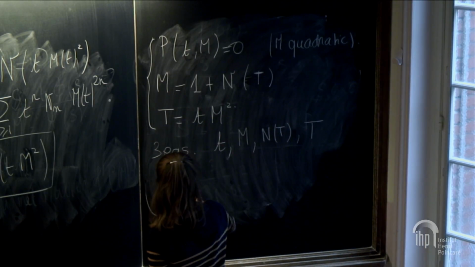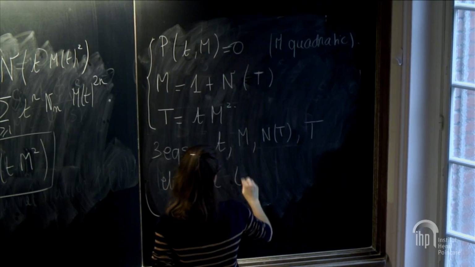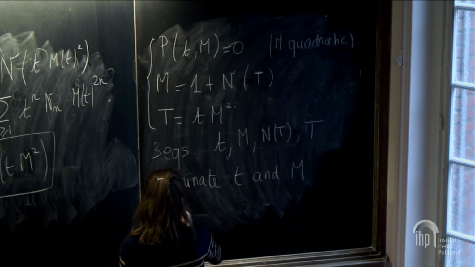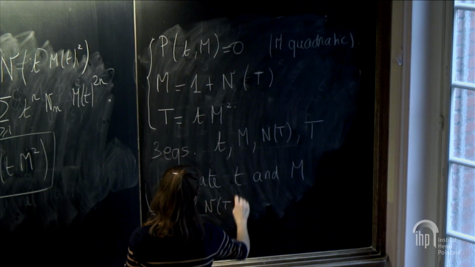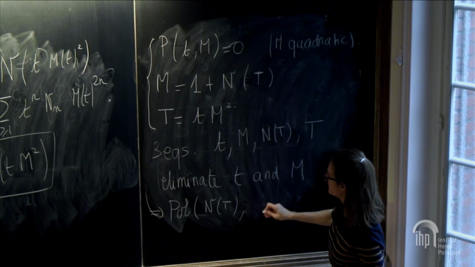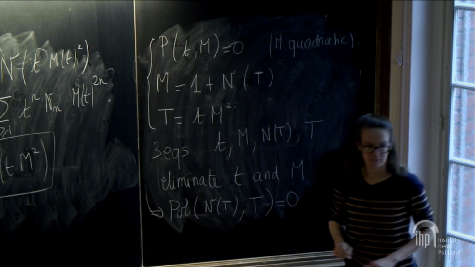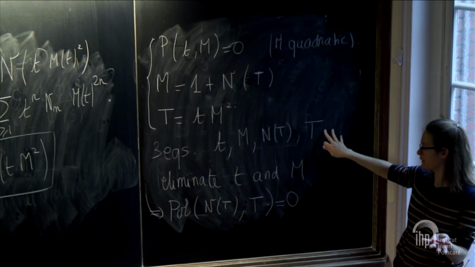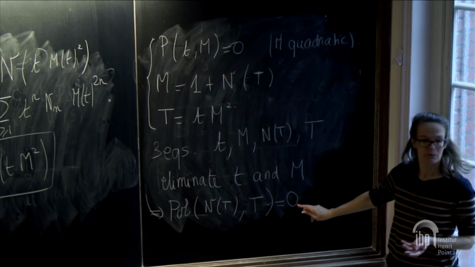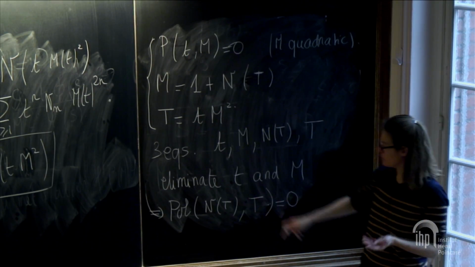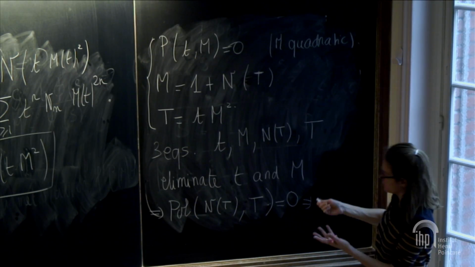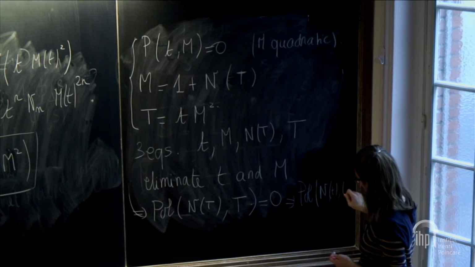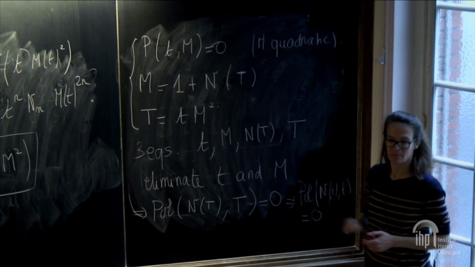And so if I eliminate t and M, I'll get a polynomial equation that relates the series of non-separable maps evaluated at some T and T. Okay? 3 equations, 4 variables. I eliminate 2 of them, and I get this equation. But now T is some big series, and so I could invert this if I wanted to. And so this implies that this holds for some variable T.